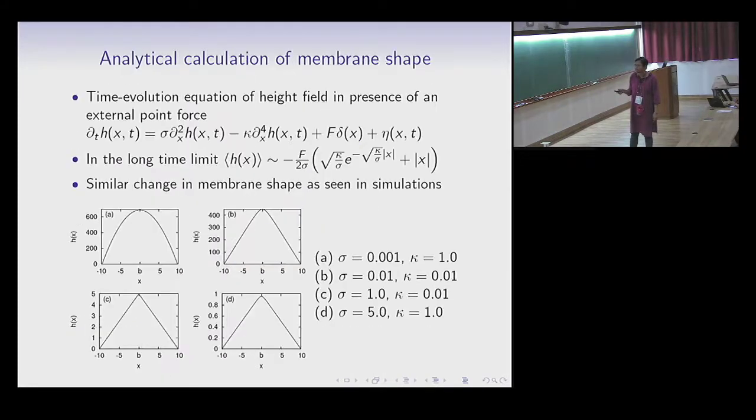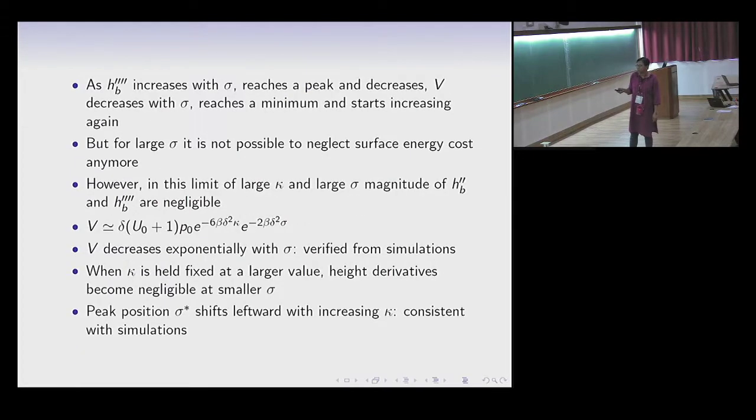And another part that I promised to come back to is how the peak position shifts with kappa. That is also easy to understand from this expression, because as kappa is fixed at a larger value, you can start neglecting height derivatives even at smaller sigma values, which means the exponential decay starts at a smaller sigma value. So the peak position shifts leftward with kappa, which is also consistent with the simulation.